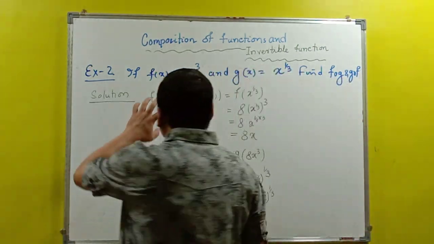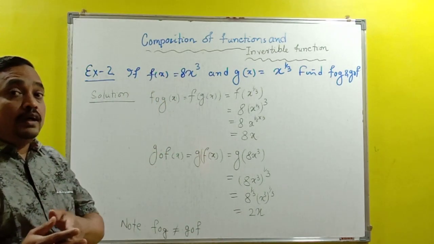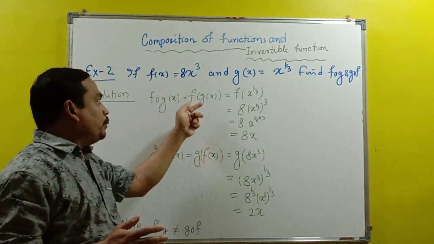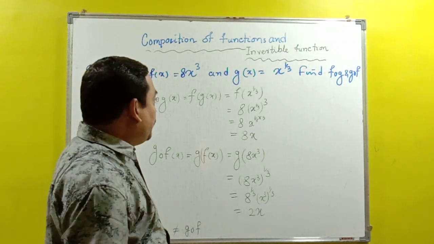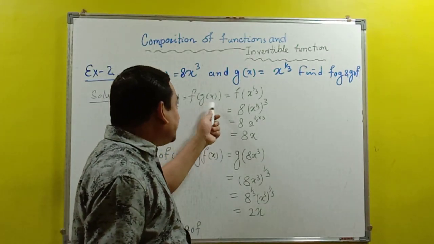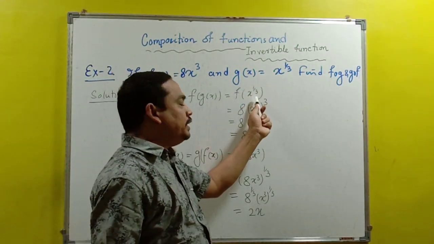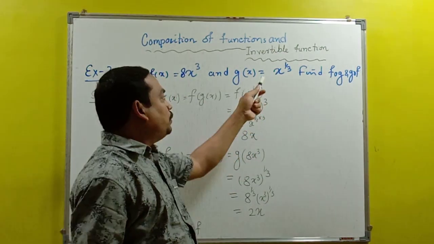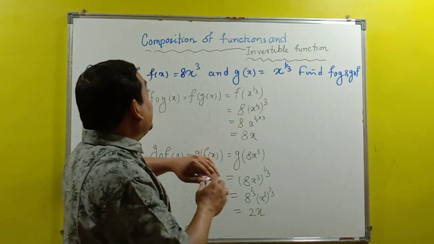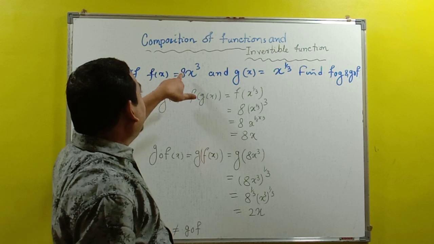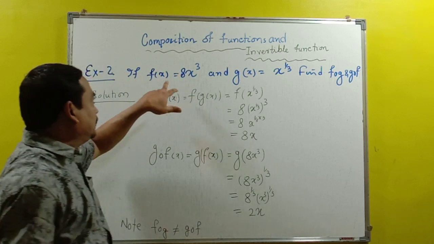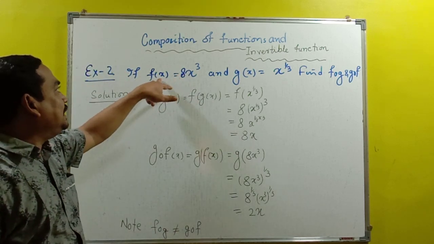So fog of x, what did I tell? Fog of x means f of g of x. F of g of x is how much? g of x is x to the power 1 by 3. So f of x to the power 1 by 3. Here f of x is equal to 8x cube, meaning x is x cube.